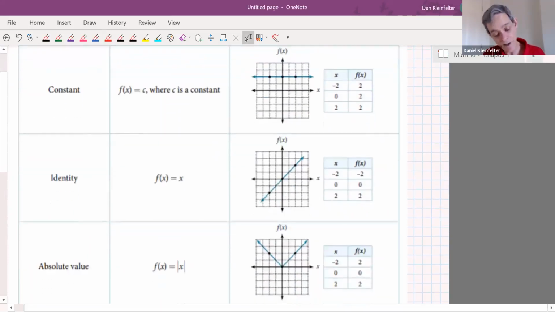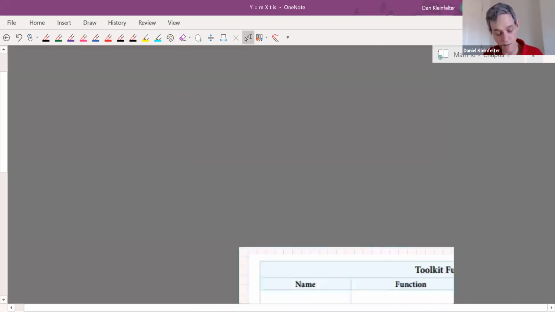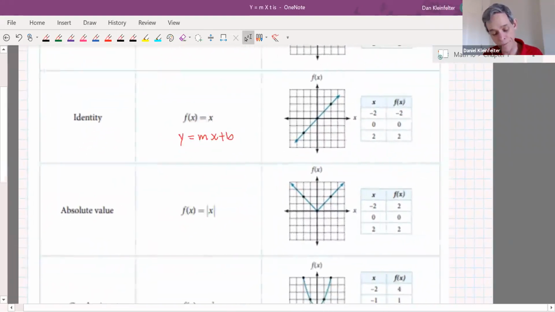The identity function: no matter what number you plug in, you get the same number out again. Notice that the graph of this is going to be a line with slope 1. If you look at that and think y equals mx plus b, that is a line with slope 1 and y-intercept 0. And sure enough, that's what we have as far as a graph goes over here. A line with slope 1 and y-intercept 0.